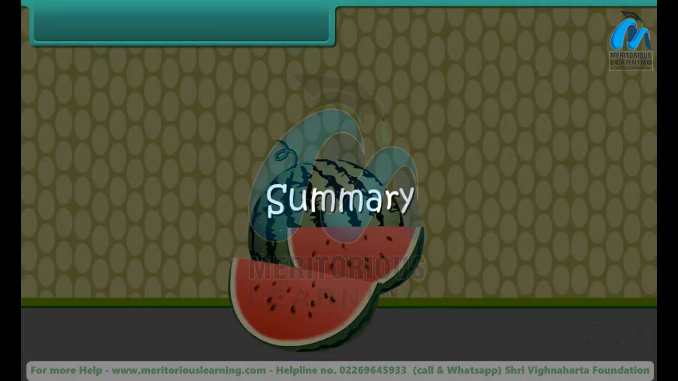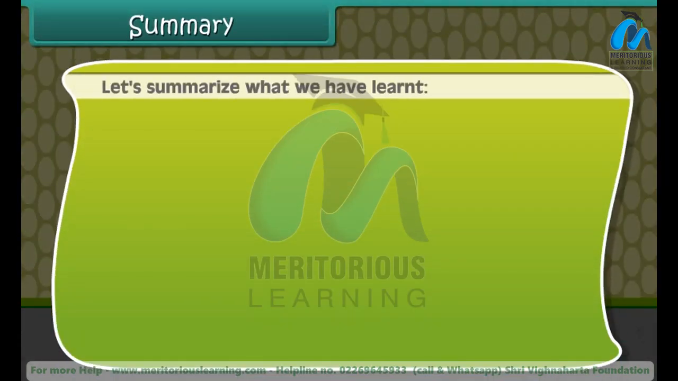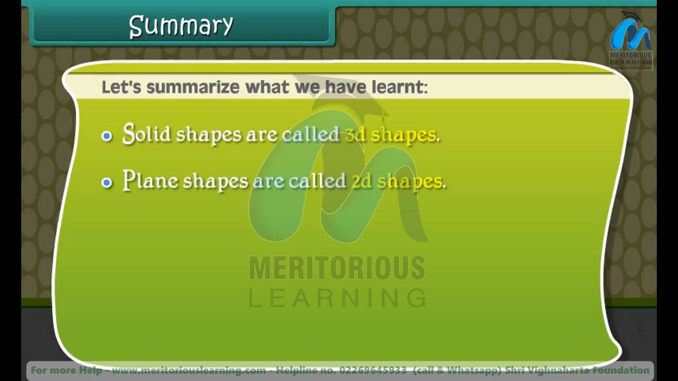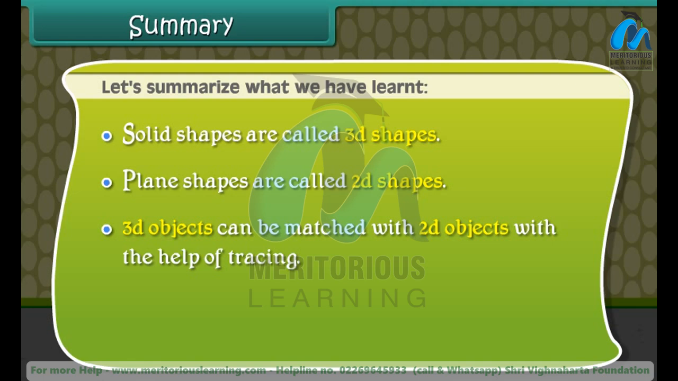Summary. Let us summarize what we have learnt. Solid shapes are called 3D shapes. Plane shapes are called 2D shapes. 3D objects can be matched with 2D objects with the help of tracing.